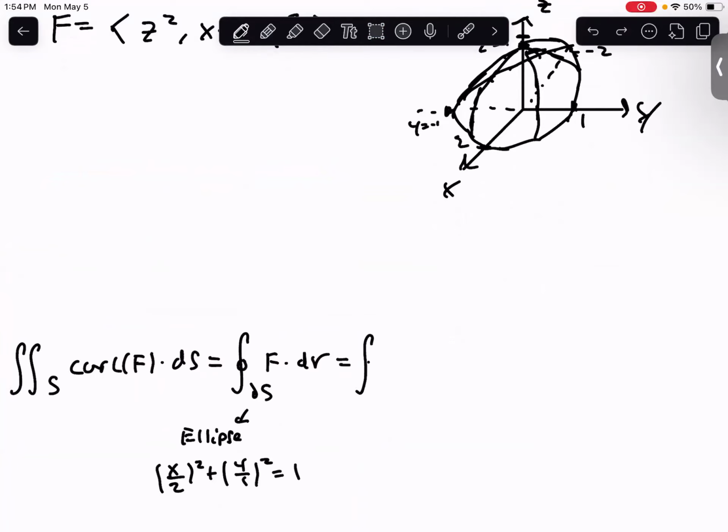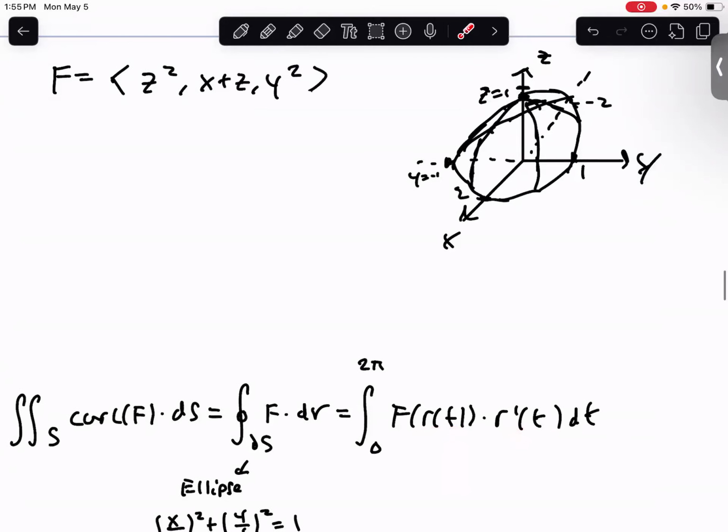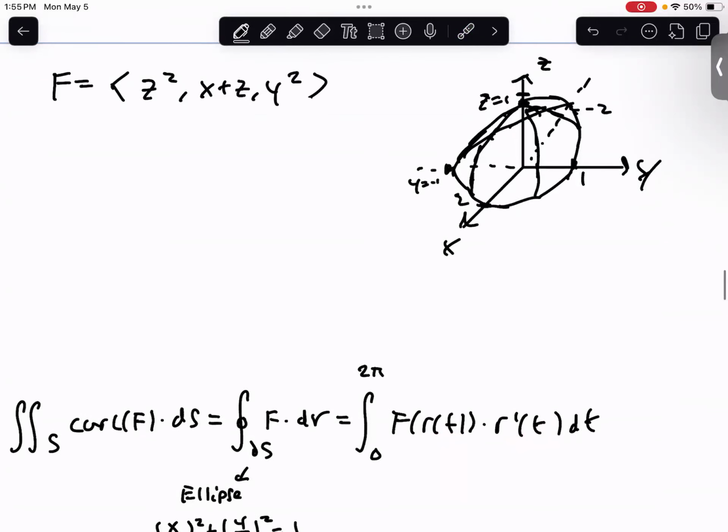So this is going to end up being the integral, spoilers on the parameter, from 0 to 2 pi of F of r(t) dotted with r prime of t dt. So we just need to find what this parameterization is. Then we compute the derivative and then we do the dot product. As I said before, you should just be thinking in terms of how do I parameterize a circle, except now the radii are going to be a little different. As we have an x radius given by 2, the first component is 2 cosine of t. And then the y radius is 1, so the second component is just going to be sine of t.